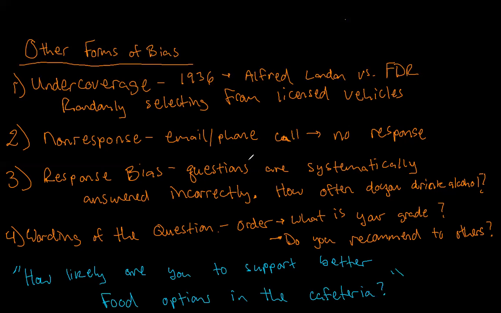Just keep in mind that even if you have a good sampling method, be it an SRS, stratified, cluster, or even systematic, bias can still arise in these four forms: undercoverage, non-response, response, and the wording of the questions.